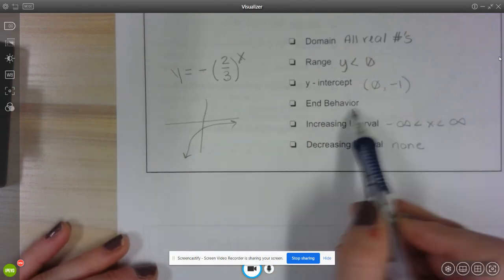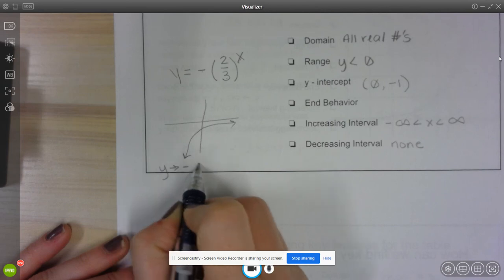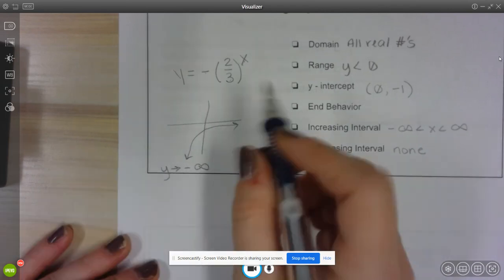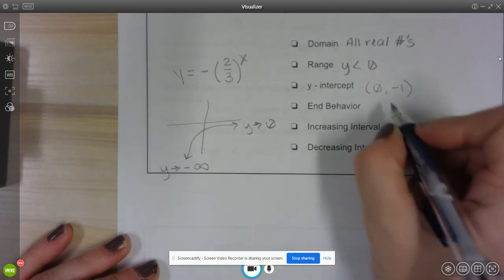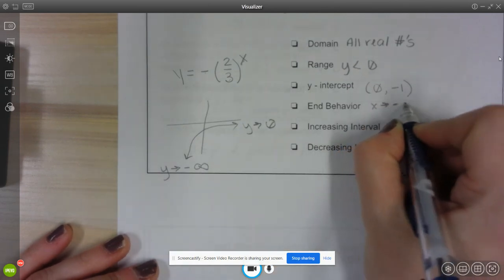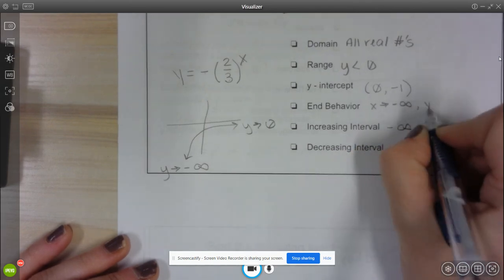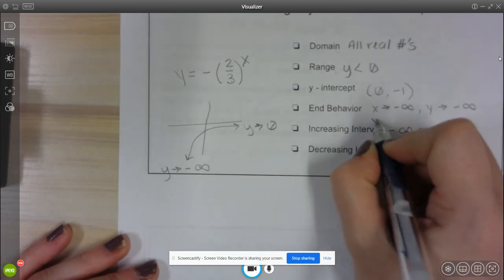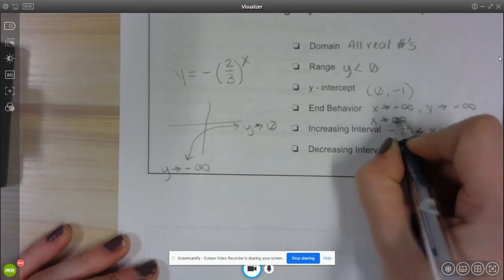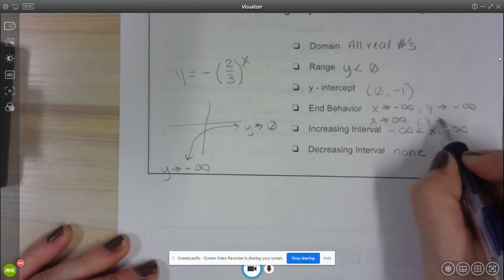So here's my end behavior. Here I'm going down forever to -infinity, and here we're going to 0. So x to -infinity, remember that's left. So it's going to -infinity for y. And x going to +infinity is the right. So y is going to 0.